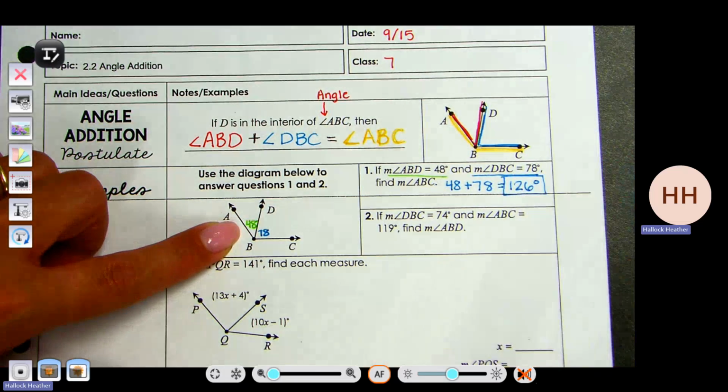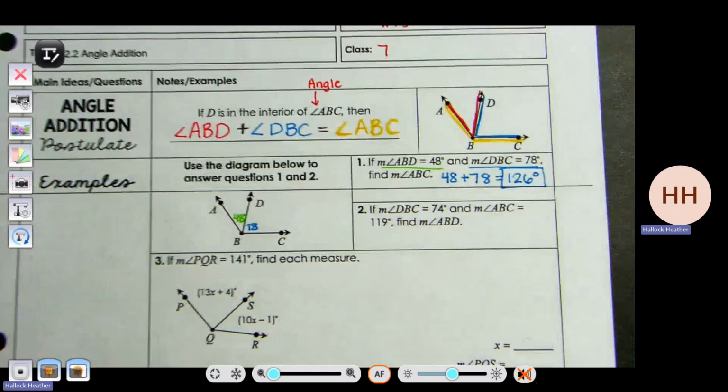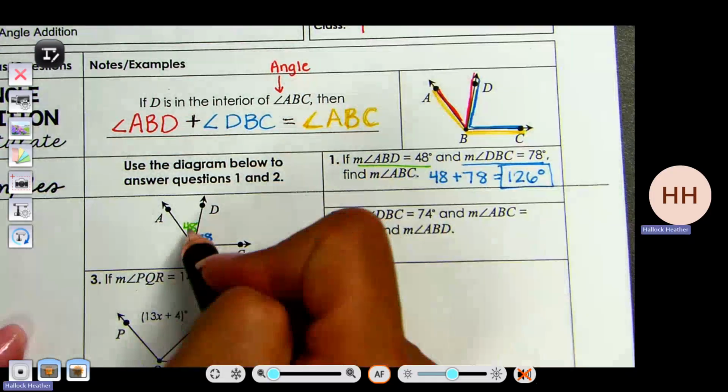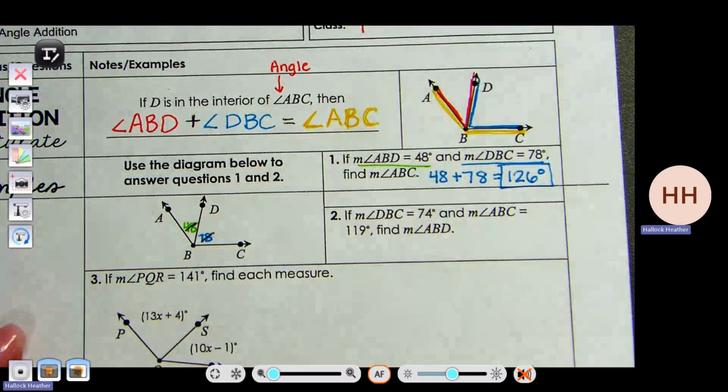Take a second. Try number 2. You're using the same picture, so it's a little obnoxious. You want to cross out these numbers so that we don't use them again. You're doing number 2. No, you're not adding them together.